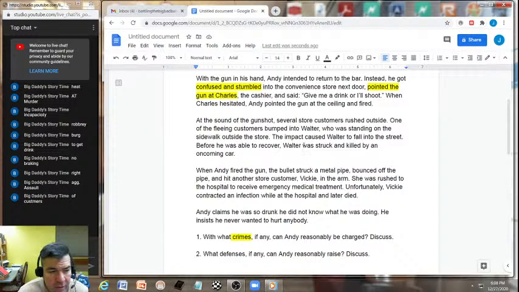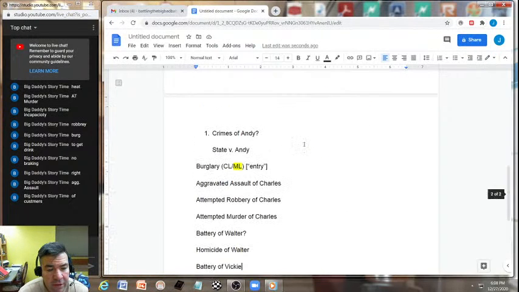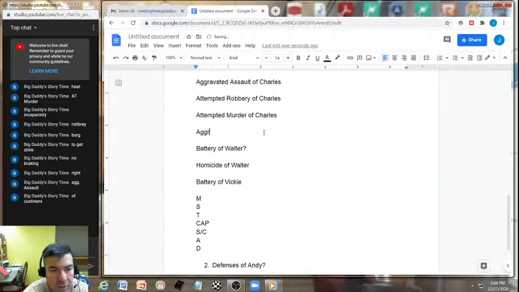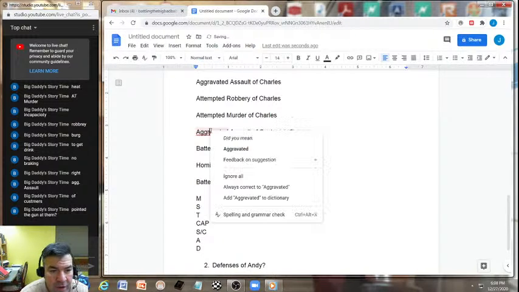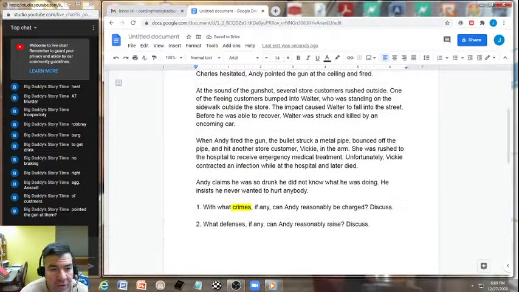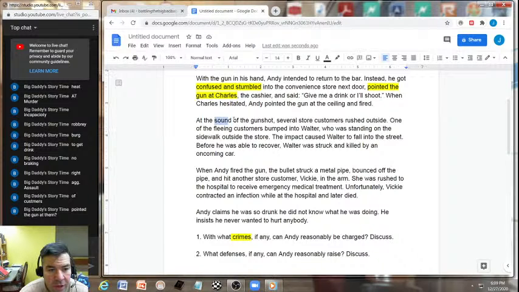Well, that's an interesting argument. I'll put that down, because that is a creative argument there. We'll just put it like that. Yeah, he pointed the gun at. Yeah, actually, it was the sound of the gunshot. You could argue that the sound of the gunshot made them fearful, reasonably apprehending the immediacy of a harmful or offensive contact.